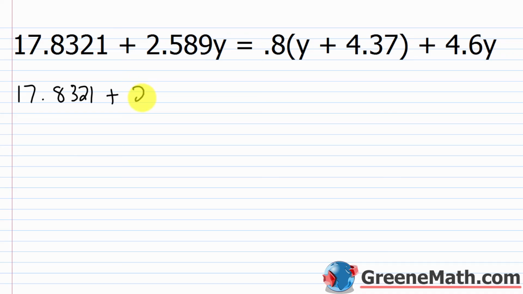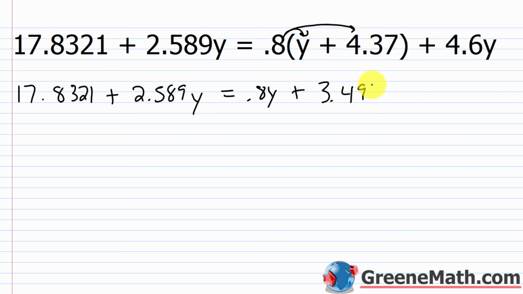So 17.8321 plus 2.589y equals, distribute this inside here, so 0.8 times y is 0.8y, and then distribute this inside here, so plus 0.8 times 4.37 is 3.496, so 3.496 plus 4.6y. So now I'm going to look to see what number has the highest number of decimal places. I have 1, 2, 3, 4 here. I have 1, 2, 3 here.